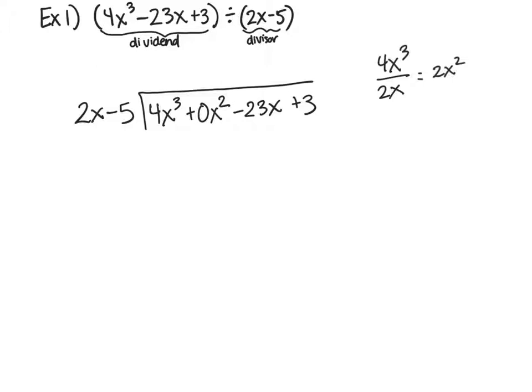So you are going to end up taking this 2x squared and putting that on the top here in the x squared column. So right here, we're going to write 2x squared. And now we are going to multiply this 2x squared times this entire polynomial, and we will write the answer down here below. So 2x squared times 2x is 4x cubed, and 2x squared times negative 5 is negative 10x squared.